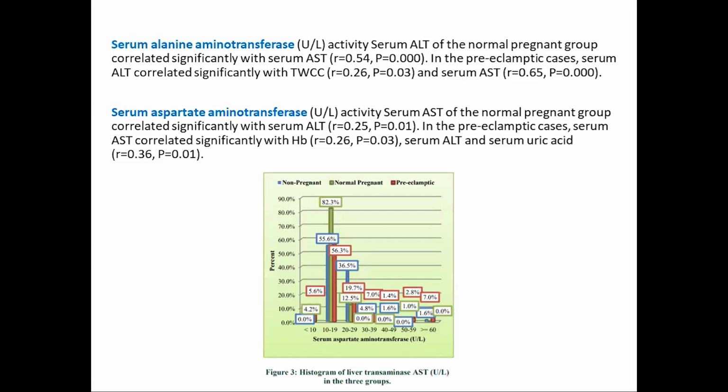The serum alanine aminotransferase correlated significantly with the serum aspartate transaminase. In the preeclamptic cases, serum alanine transaminase correlated significantly with the total white cell count and serum aspartate transaminase. Serum aspartate transaminase also correlated significantly with serum alanine transaminase. In the preeclamptic cases, the serum aspartate transaminase correlated significantly with the hemoglobin, with the ALT and serum uric acid.